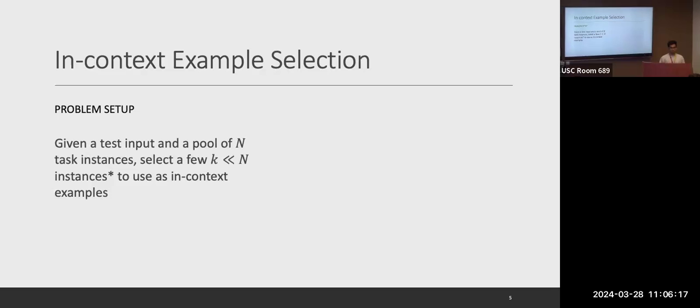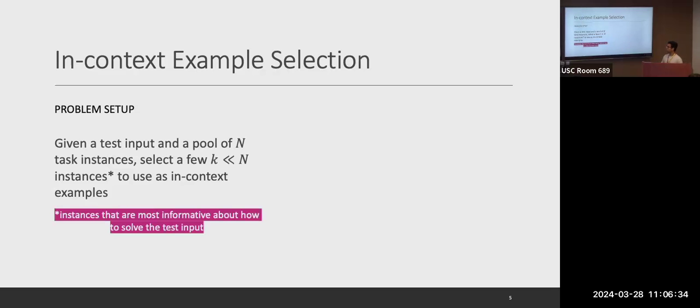So in this talk, the problem setup will be that we are given a test input and a pool of say n instances, and we want to select a few, say k equal to 10 or 8 examples to put in the prompt for that test input. And what you want is that these instances are very informative about how to solve that test input.